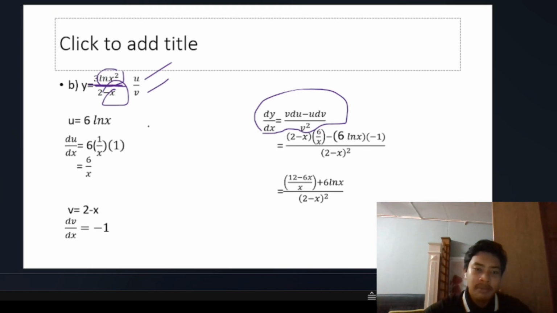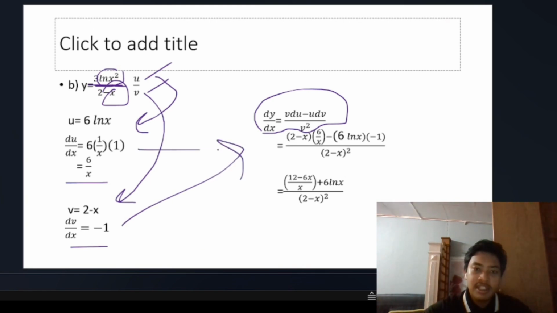Okay, then we will be bringing u and differentiate and turn it into du over dx. Now we will be bringing v and turn it into dv over dx, and we will get negative 1. Now, just like before, we just need to insert it into the formula we have.